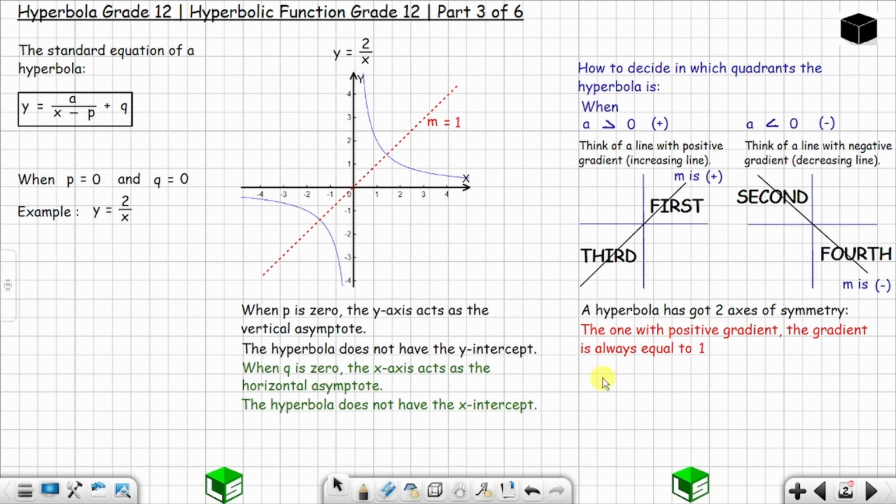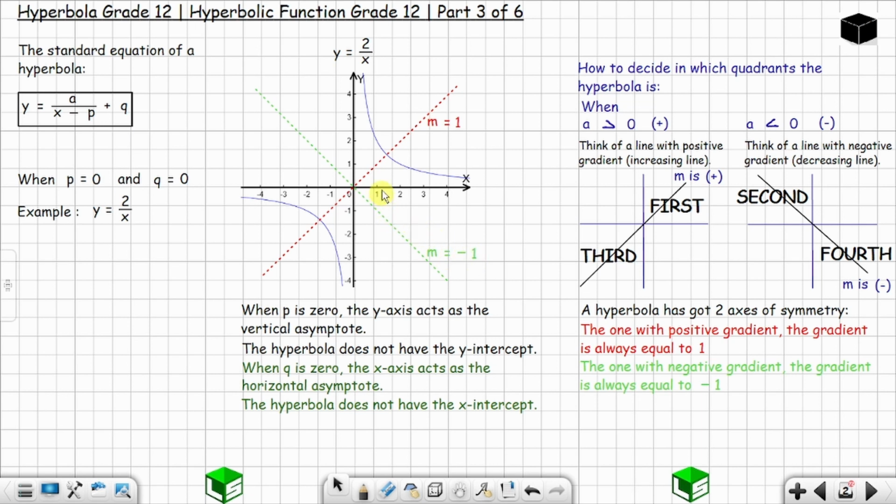There is another one. There is the one with negative gradient. The gradient is always equal to -1. This one, right? The gradient is always equal to -1. So you can see a hyperbola has got 2 axes of symmetry. This one with positive gradient, the gradient is always equal to 1. And this one with negative gradient, the gradient is equal to -1.